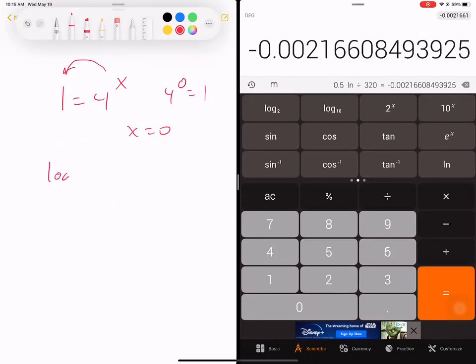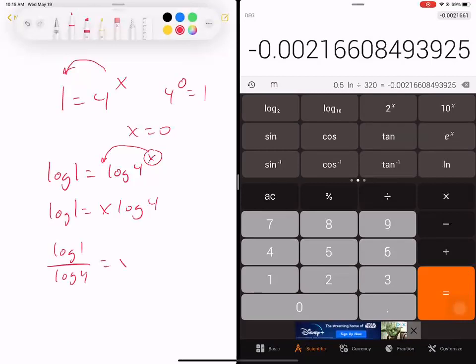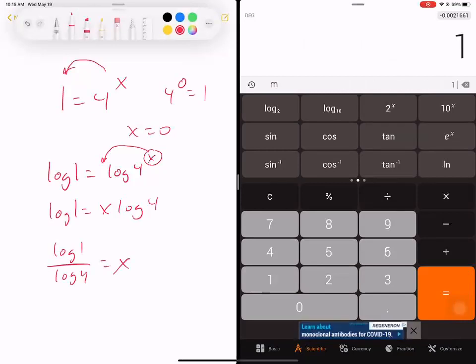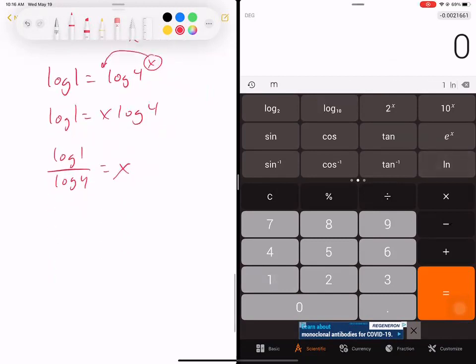Fine, let's write log of 1 is equal to log of 4 to the x. Where does the x go? In the front. Log of 1 is equal to x times log of 4. So log of 1 divided by log of 4 is equal to x. Let's see what happens when I take log of 1. It's 0. Really? Log of 1 is 0? What about natural log of 1? That's still 0. Anytime you take a log of 1, it's going to be 0. So x is equal to 0.